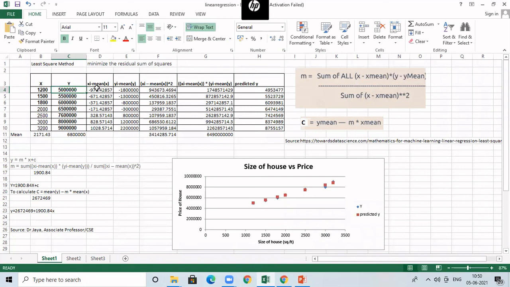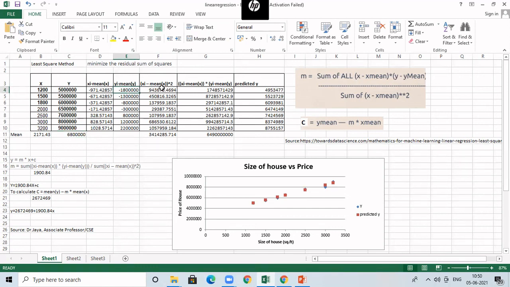Okay, so for the first row I have calculated: Xi is 1200 and X mean is 2171. So 1200 minus 2171. Likewise, you do it for all the rows. And then similarly, you calculate Yi minus Y mean. For the first row, it is 50 lakhs minus 68 lakhs. So I am getting minus 18 lakhs.